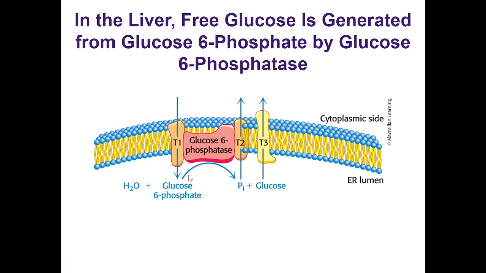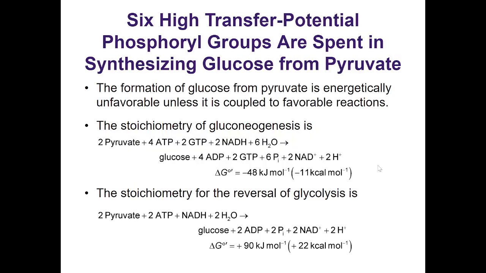Yeah. And the reason that's not ADP is we're chopping that phosphate off, and we're not re-getting that energy back, are we? Okay? We need this to be relatively energetically favorable in one direction. This direction. Anyways, this is then going to get transported back out into the cytoplasmic side here. Your formation of glucose from pyruvate is energetically unfavorable unless it's coupled with favorable reactions.